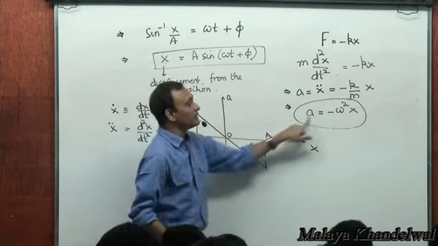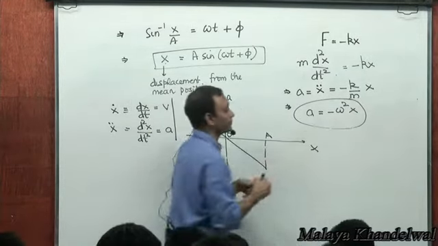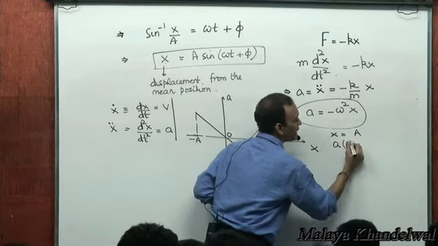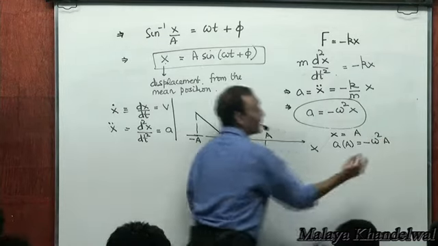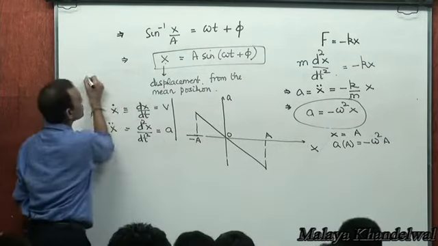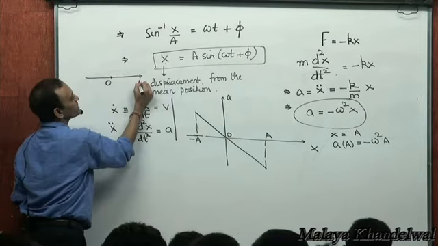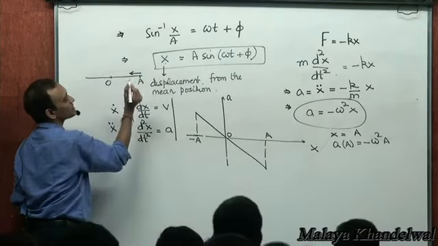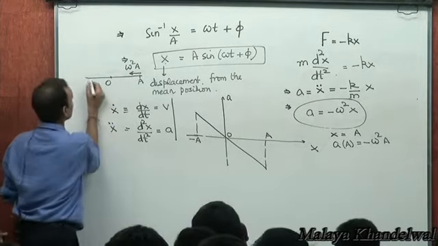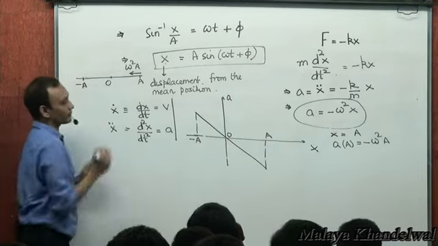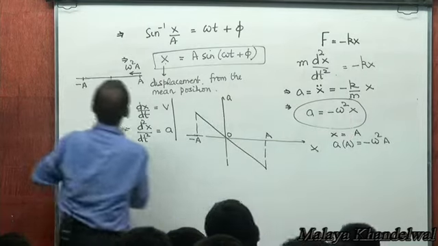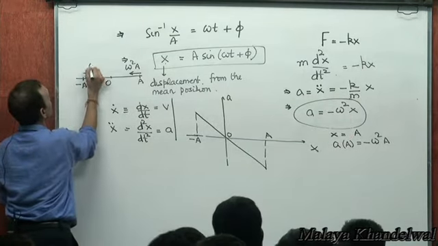At x equal to plus a, the acceleration is minus omega squared a. Minus omega squared a means directed towards the origin, that means leftwards. See, if this was the motion, this was O, this was x equal to a, then the magnitude of acceleration at a would be omega squared a to the left towards O, right? When the particle is at minus a, when you plug in x equal to minus a, acceleration would be positive. So plus omega squared a, directed towards the right.